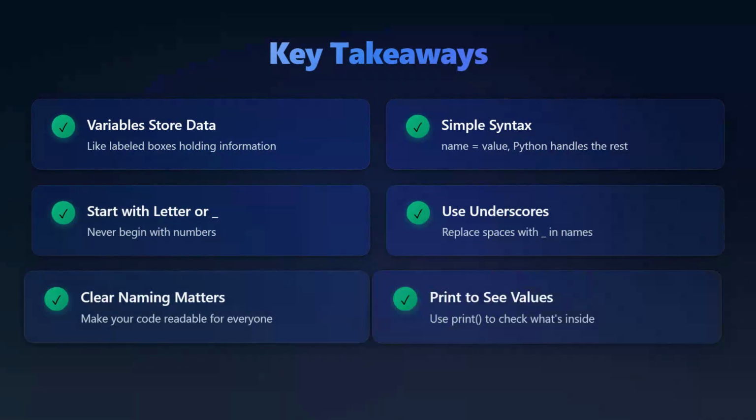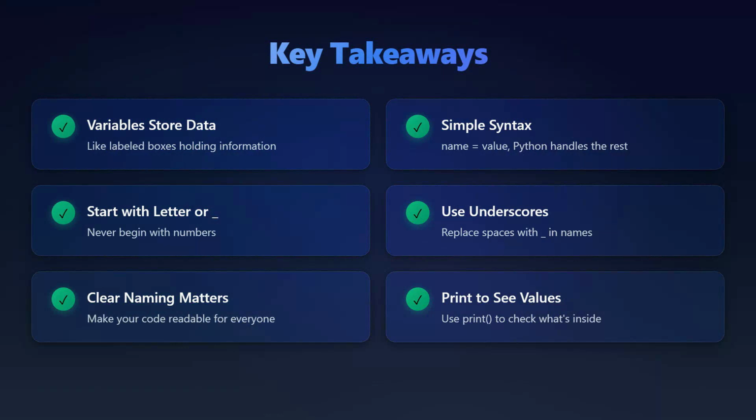Let's quickly recap what we've learned. Variables are like labeled boxes that store data. The syntax is simple. Write the name, an equals sign, and the value. Python does the rest. Remember to start variable names with a letter or underscore, never a number. Use underscores to replace spaces in multi-word names. Choosing clear, descriptive names makes your code much easier to read and understand. And whenever you want to check what's inside a variable, just use the print function.